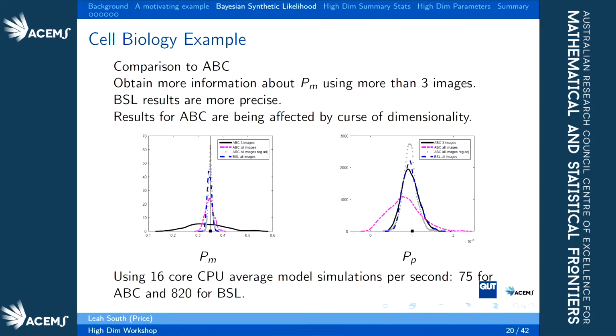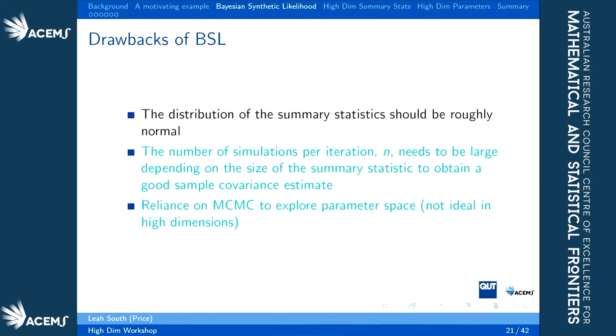So we use a 16-core CPU, and the average model simulations per second is 75 for ABC and 820 for BSL. So we get quite an advantage in terms of parallelization. But there are, of course, some drawbacks to this parametric approximation. One is that the distribution of the summary statistics should be roughly normally distributed. And there's been some work by Chris and Zoen and others that have looked at trying to relieve that, but I'm not going to talk about that today.